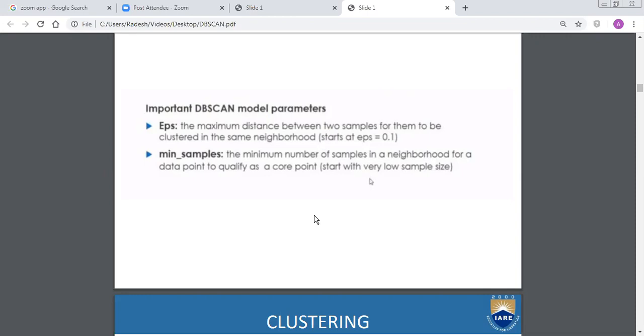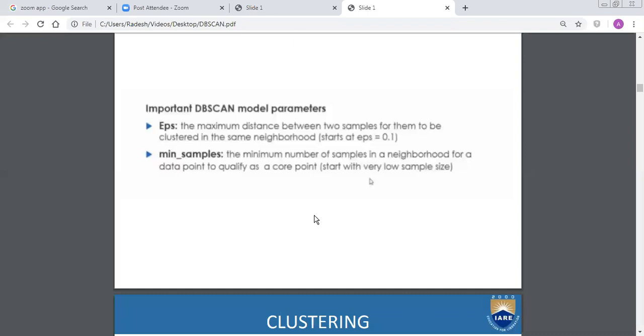And min samples, the minimum number of samples in a neighborhood for a data point to qualify as a core point. So you do remember these 2 points. What is the importance of these 2 points we are going to discuss in the next slide. When a set of data points is given, randomly we will be picking any one of the data points and calling it a core point, if it satisfies these 2 important parameters. What are those 2 important parameters? One is the EPS and the other one is the min samples.